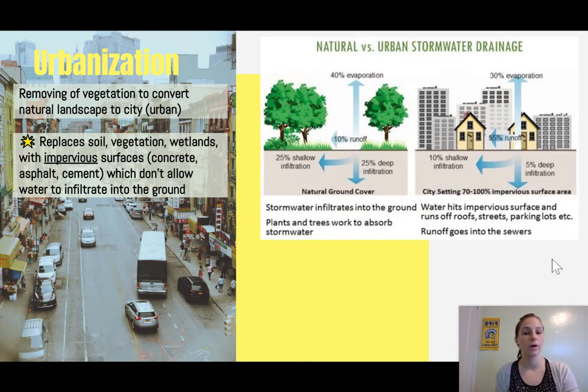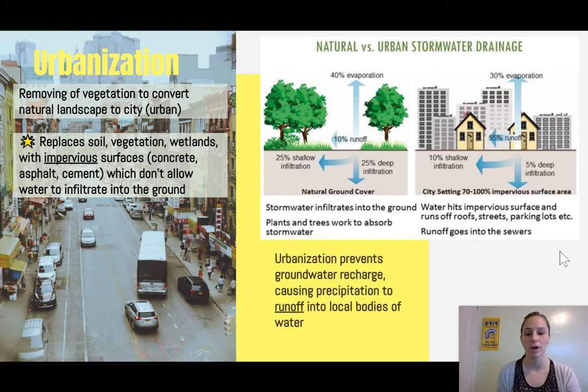So what this is going to lead to, if you look at the natural versus urban, is less infiltration. We're going to have a lot more runoff, which is going to go straight into sewers and is potentially going to have pollution in it, which can then run off into larger bodies of water. It also is going to cause urbanization to prevent groundwater recharge. So think of all those aquifers where we get our drinking water. It's going to cause precipitation not to go into the ground, but to run off into local bodies of water.